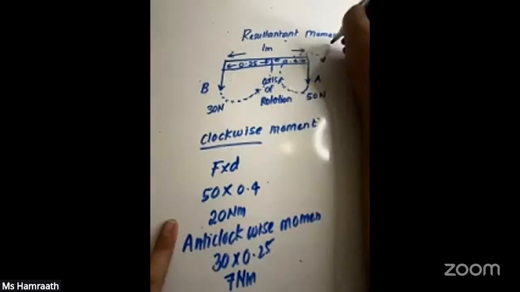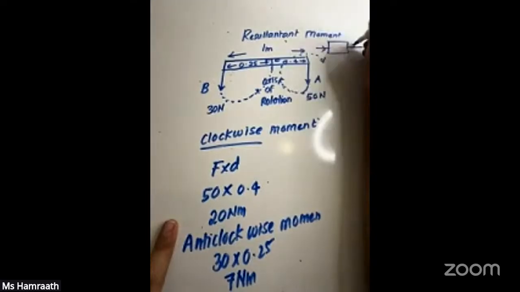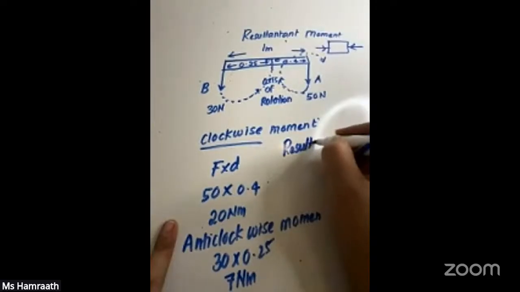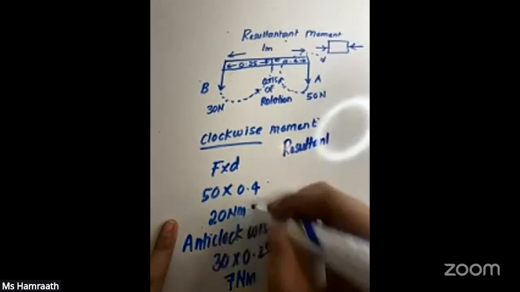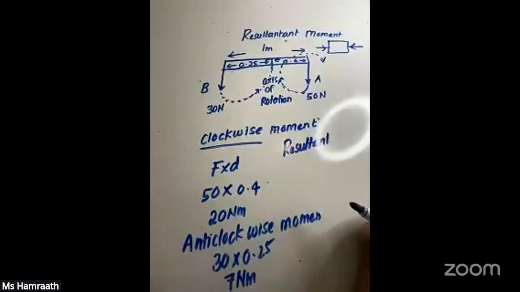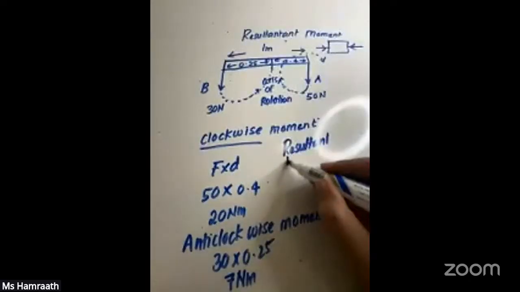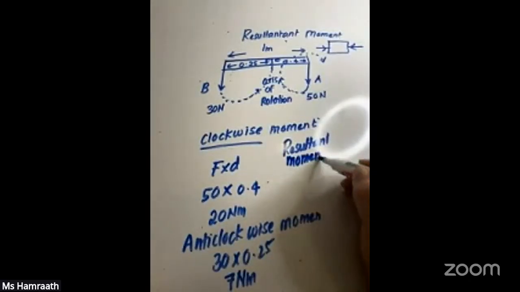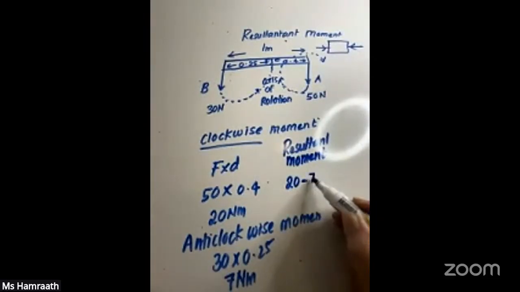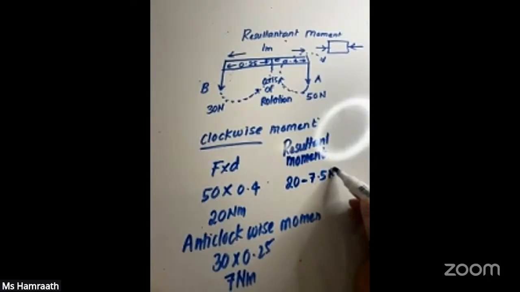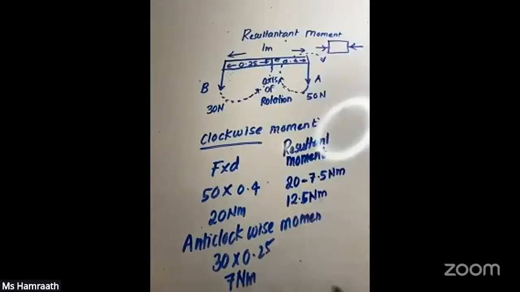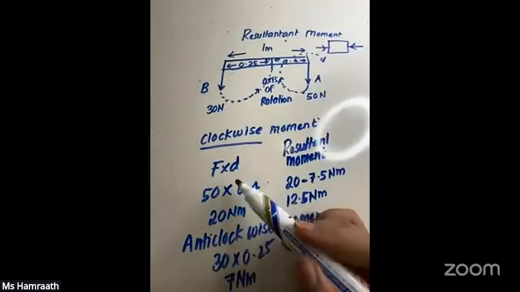Let's say the forces act in opposite directions. Will you add or subtract? If I want to find the resultant moment, should I subtract or add? Are they both in the same direction? Very good, subtract. So my resultant moment is 20 minus 7.5 Newton meter, which is 12.5 Newton meter.